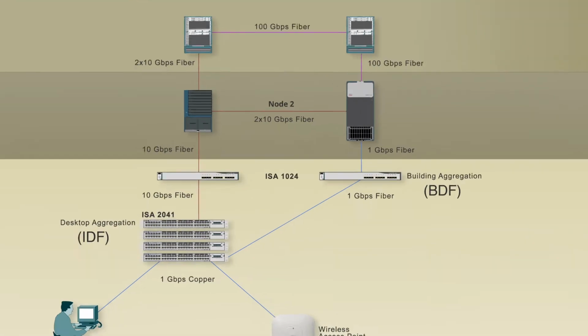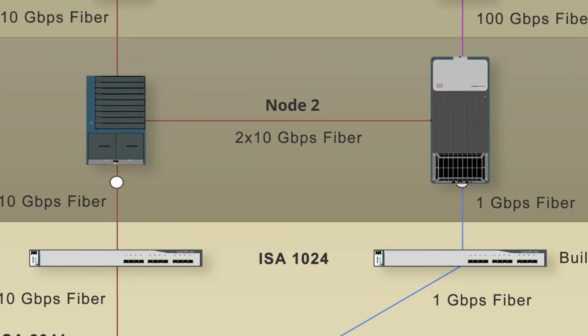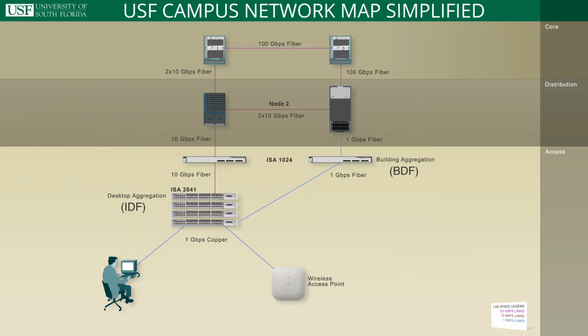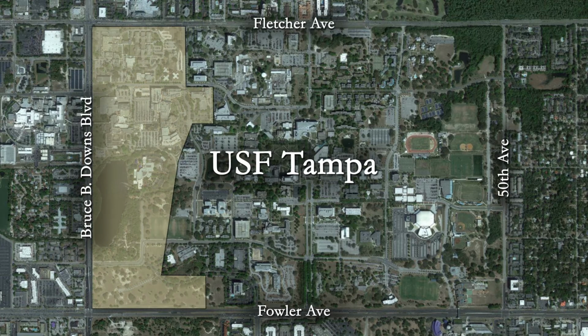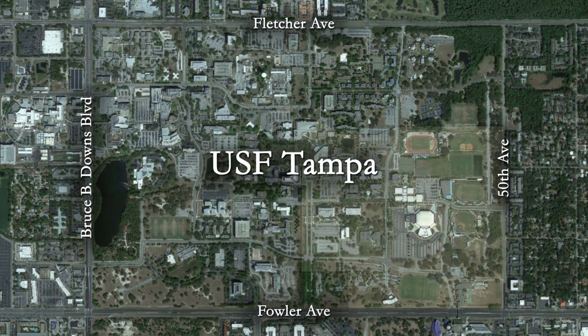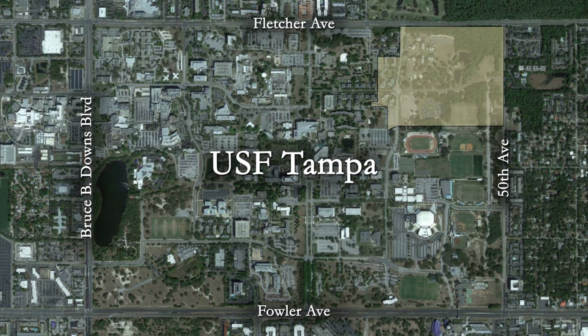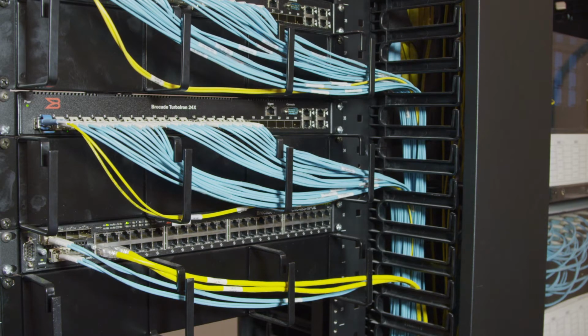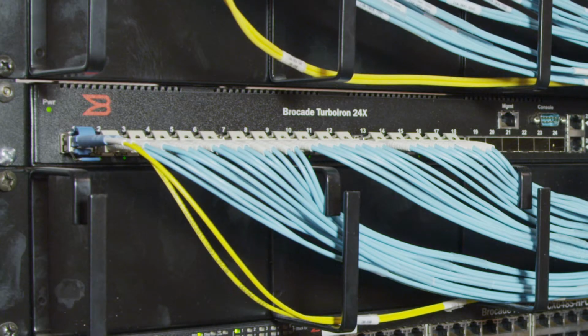From here, our building aggregation switches uplink via fiber to the equipment in our distribution layer. These fiber optic connections leave the building and run underground to what USF calls a distribution node. These nodes serve as aggregation points for fiber to surrounding buildings. As of 2013, USF has 6 distribution nodes to meet the computer networking needs of its entire campus of approximately 1 square mile.